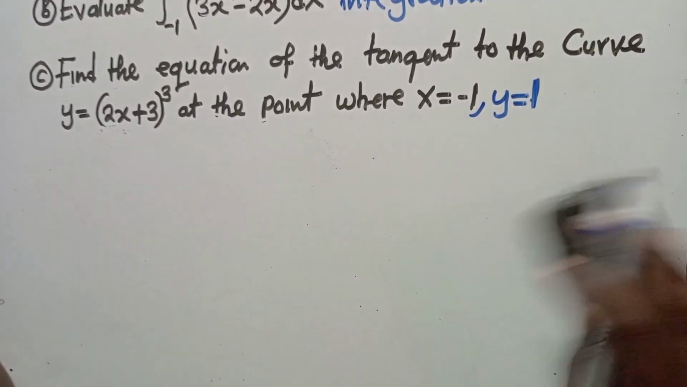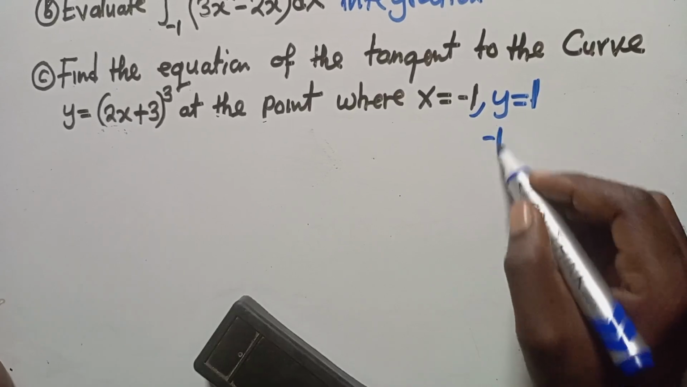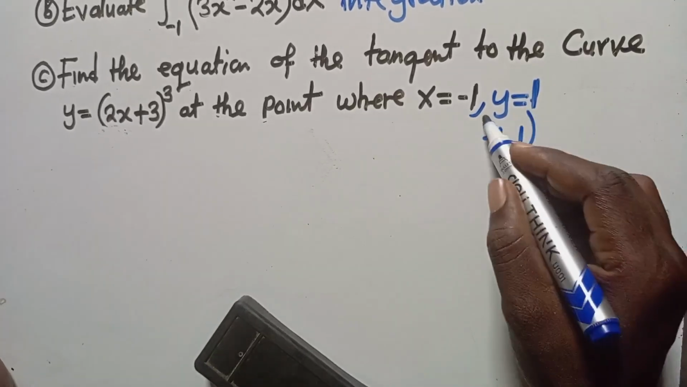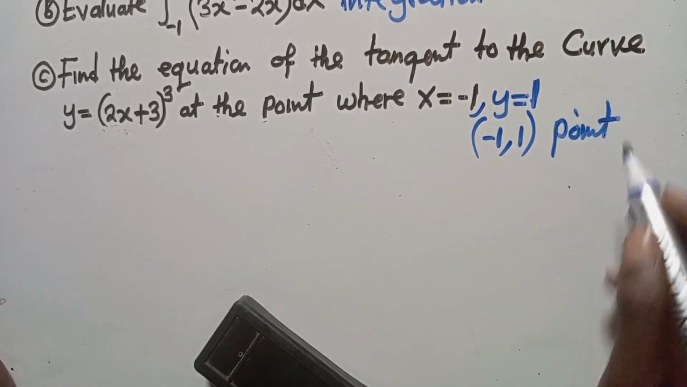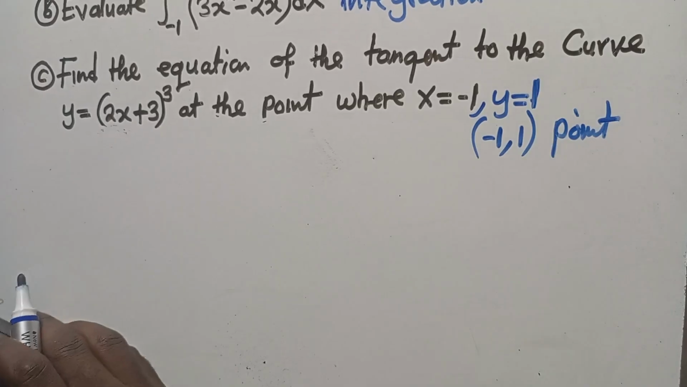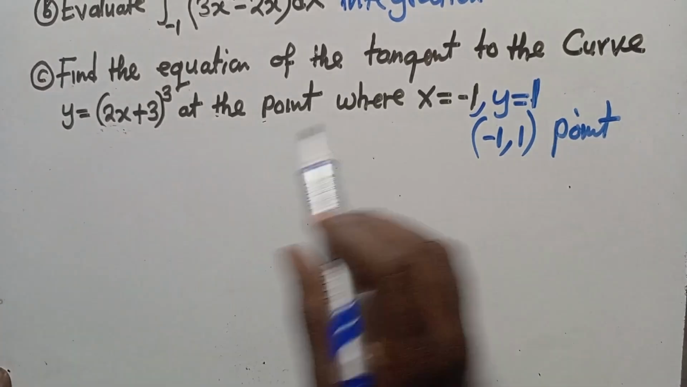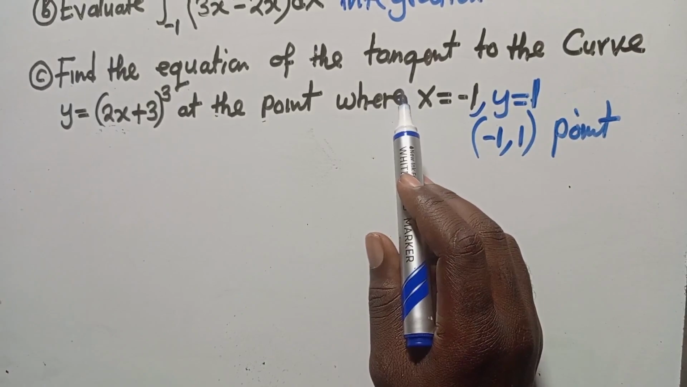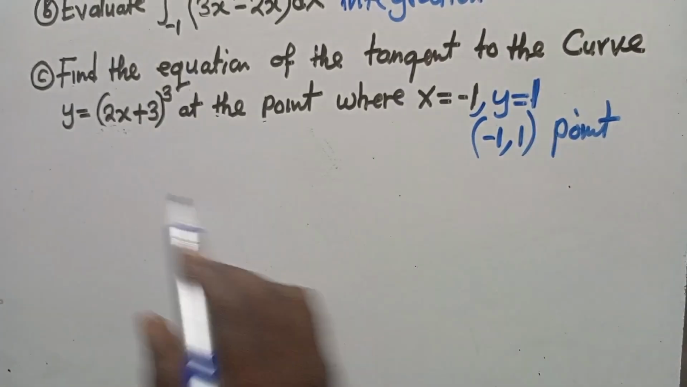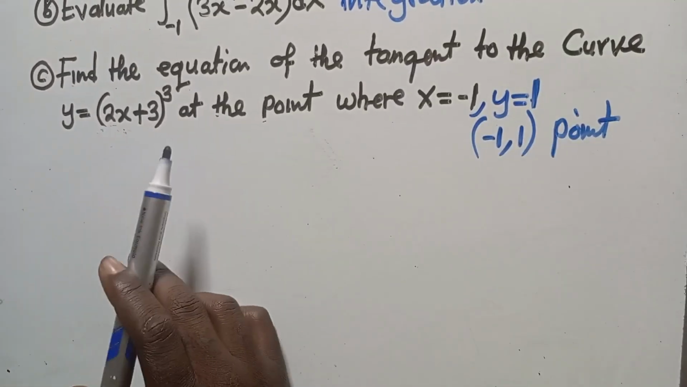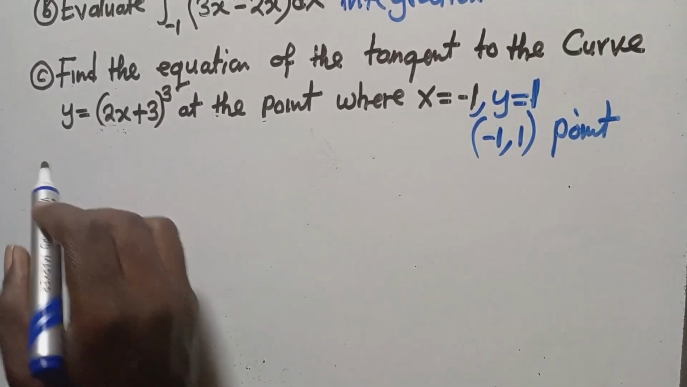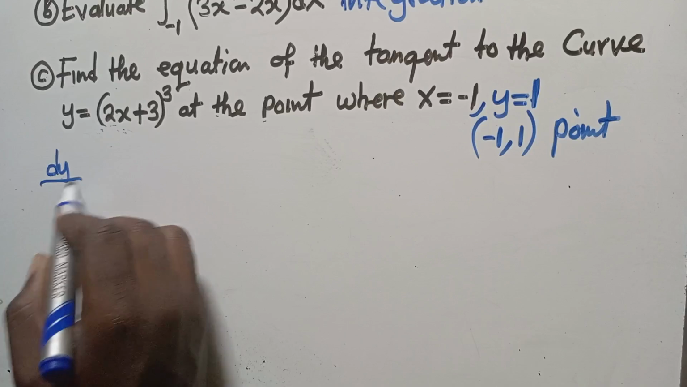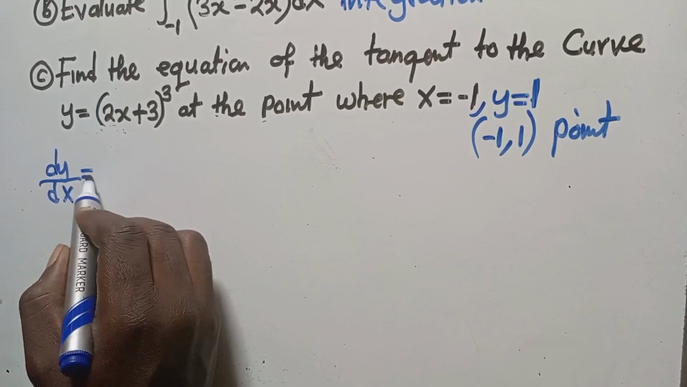So a coordinate that we are going to use is negative 1, 1, like this. This is a point that we are going to use. So since we want to find the equation of the tangent, the first thing that I need to do is to differentiate now. So I just need to differentiate this. How do we differentiate? I will say dy/dx is equal to.